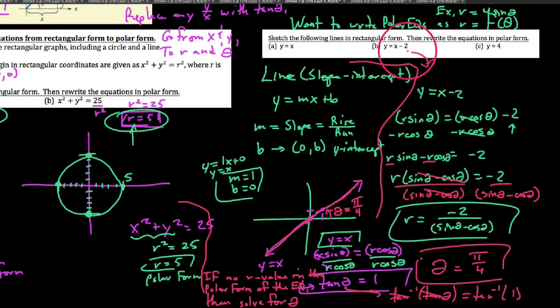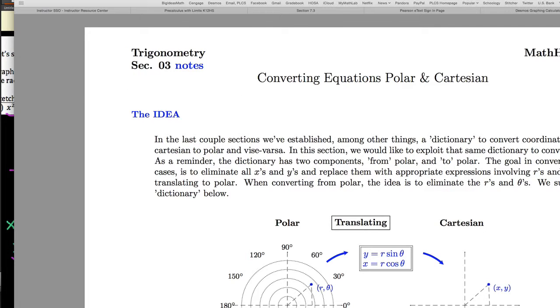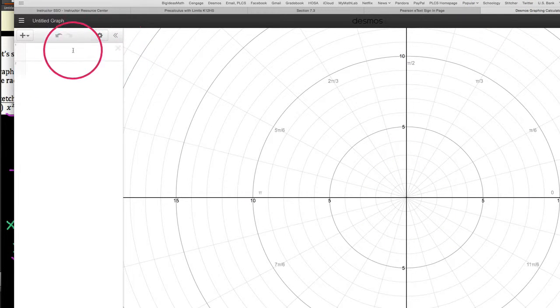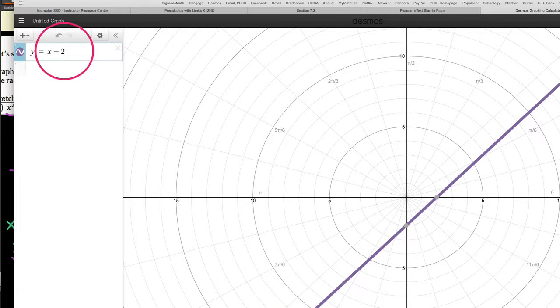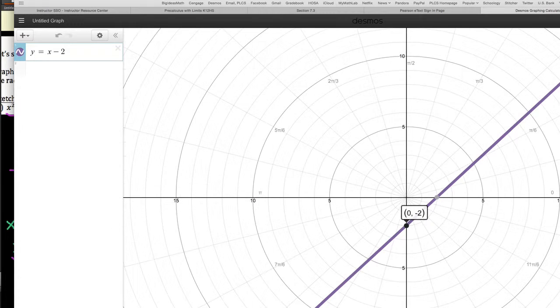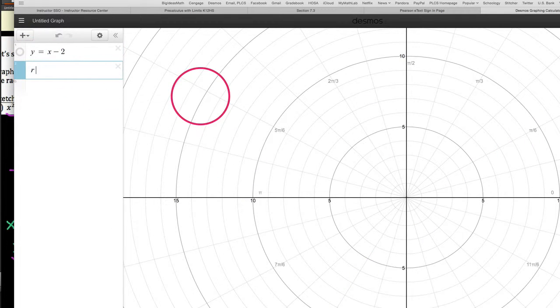Now, if we had graphed that in rectangular form, let me get my grid back up here in Desmos. And we graph this, we say y equals x minus 2. Let me pop back over to rectangular form. You can see that in rectangular form, its y-intercept is negative 2 and it has a slope of 1. If we were to put this into polar form now, we got some funky equation, didn't we? We got r equals, and I believe it was negative 2 divided by.